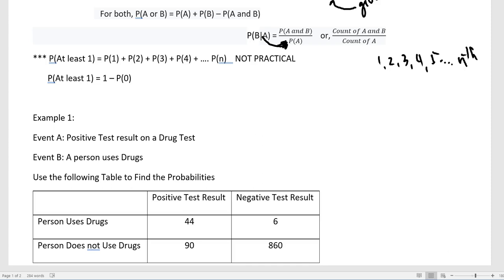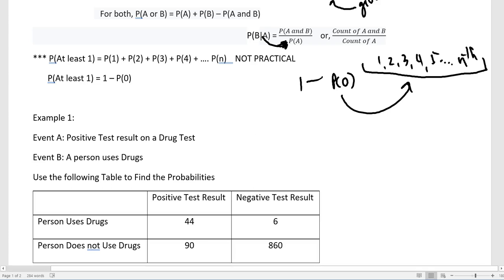So what if I found out the probability of 0? Wouldn't all of this be what we're trying to find? And so if I do 1 minus the probability of 0, then I'm left with everything else we want. So that's kind of the trick on this: if they say at least 1, well then find the probability of none and take it away from 1, and that gives you everything else. All right.